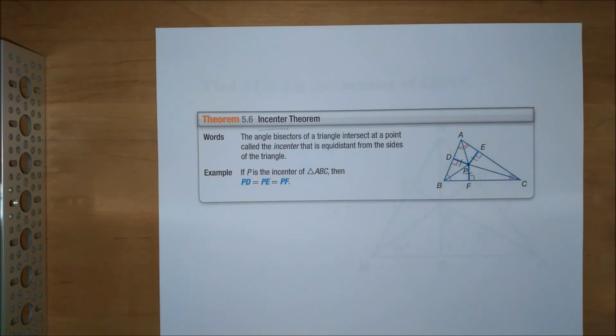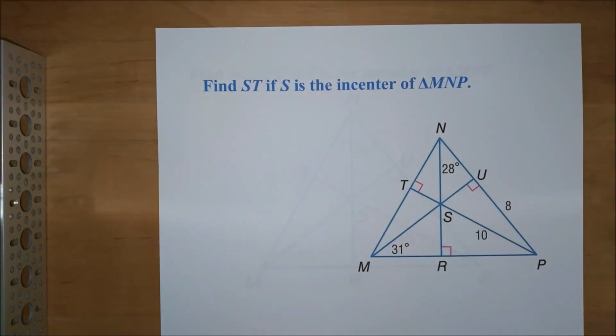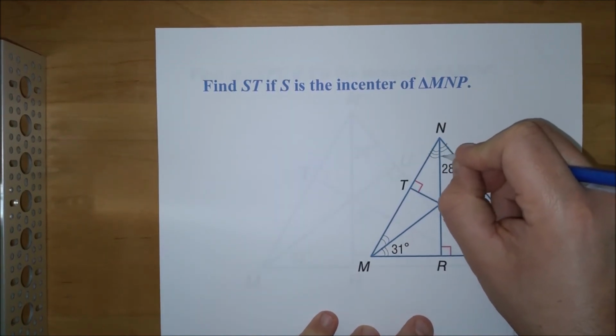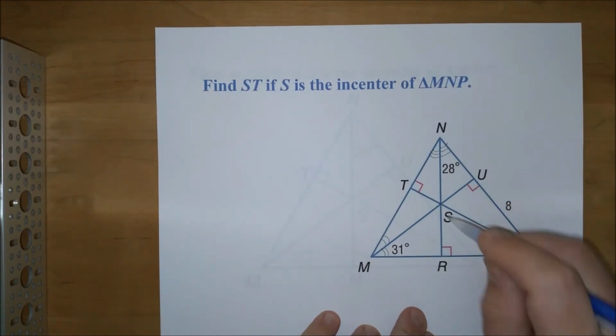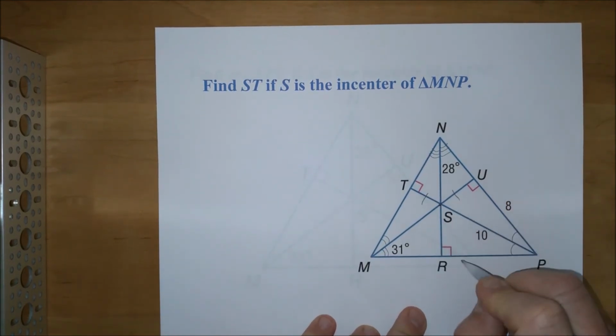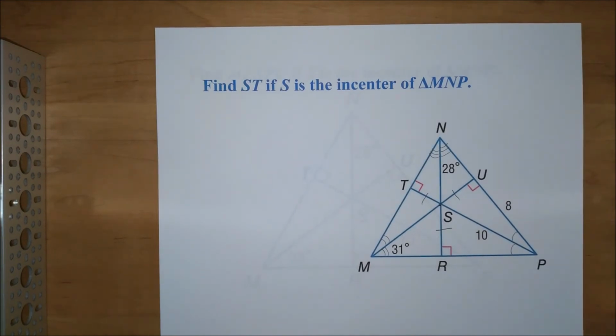All right, let's try some examples. Okay, they want us to find ST if S is the incenter of triangle MNP. Okay, if S is the incenter, then there's some things that I know. And I know you're probably looking at this and saying, that doesn't look to scale, Mr. Rogers. Yeah, sometimes that happens. Okay, there's a lot of things that are true here, though. If that's the incenter, well, then these angles are congruent. These two angles are congruent to each other. These two angles are congruent to one another. And when we get to this incenter, we know that this point is equidistant from the sides of the triangle. Therefore, this must be congruent to that, must be congruent to that. Okay, and they want us to find ST.